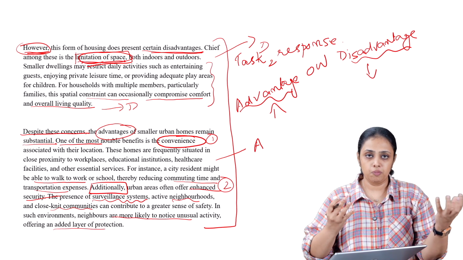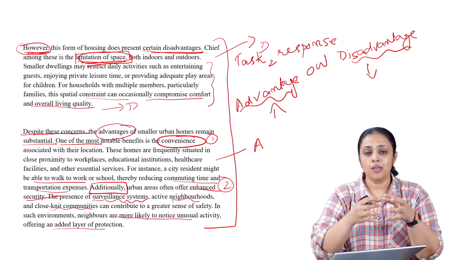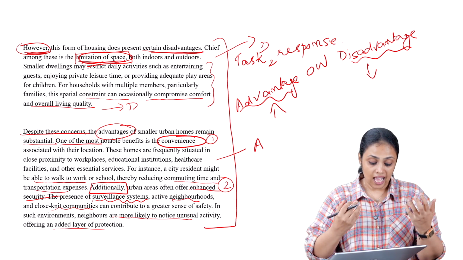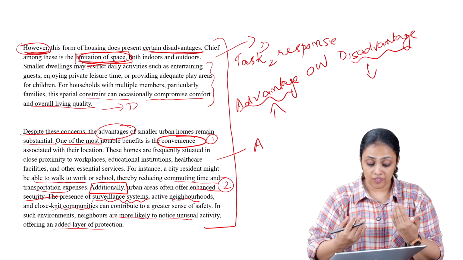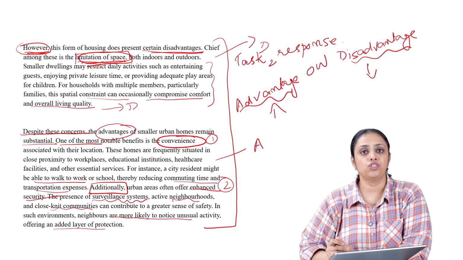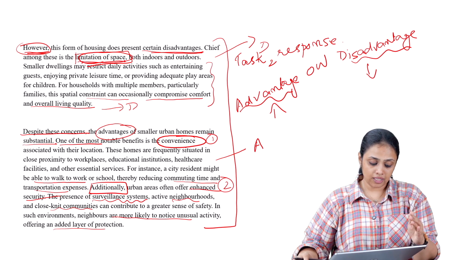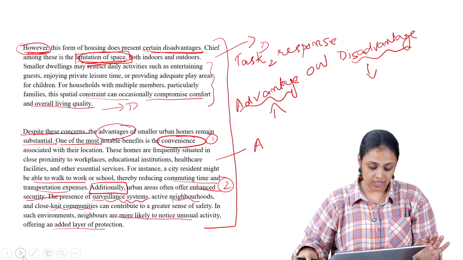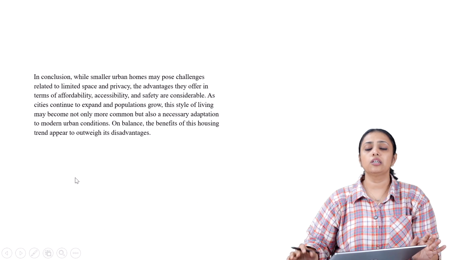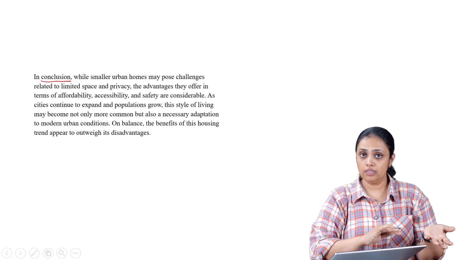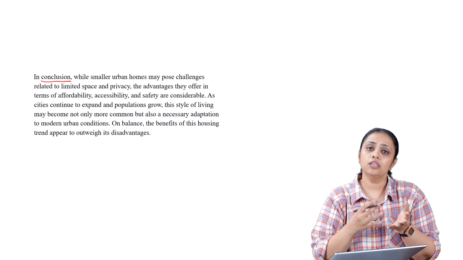Okay, so since people live in smaller houses and there's a space constraint, you will have neighbors very close by, and this will add a layer of protection. Now this is the second advantage. So with that we have come to the end of these two body paragraphs, and finally we have the conclusion. Conclusion is nothing but a restating of your opinion. What you have written in the introduction, you are just rewriting it in a different way.